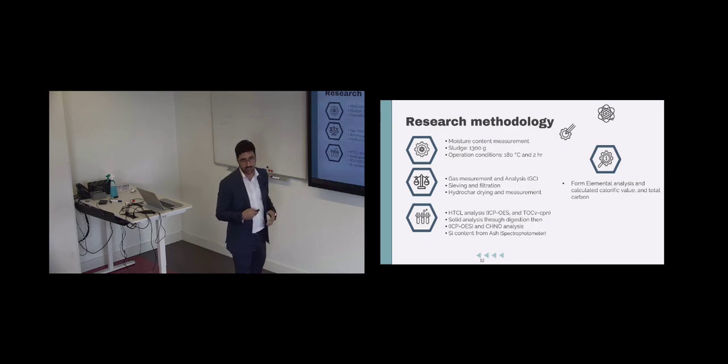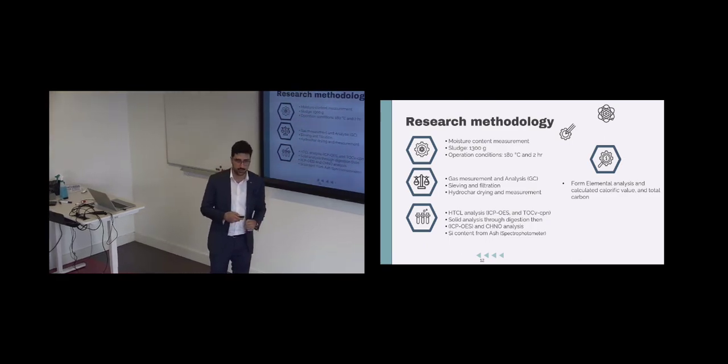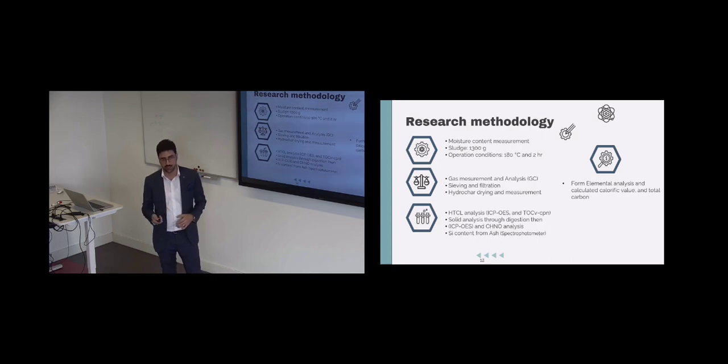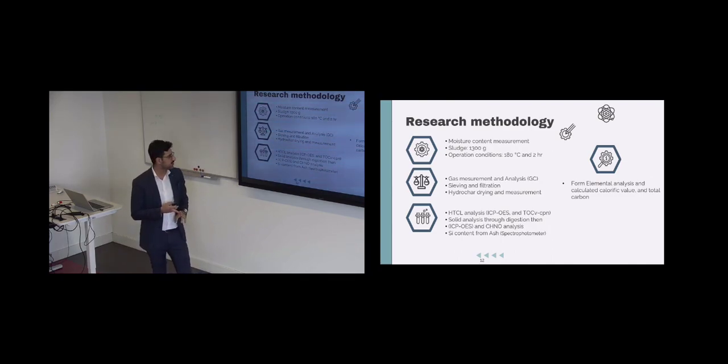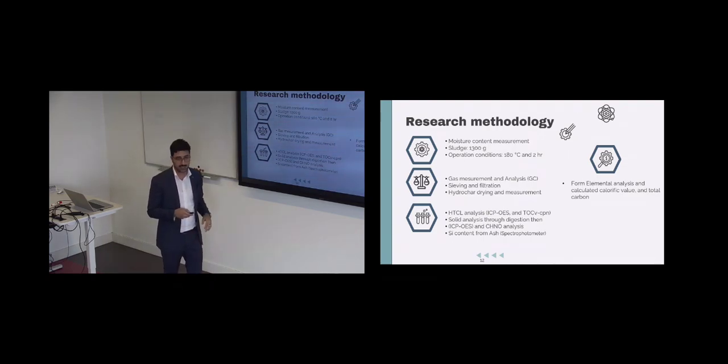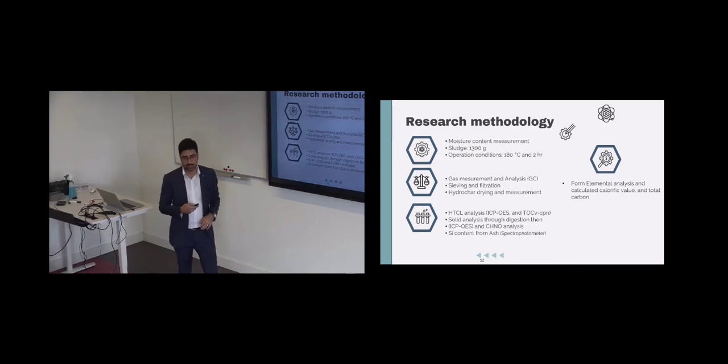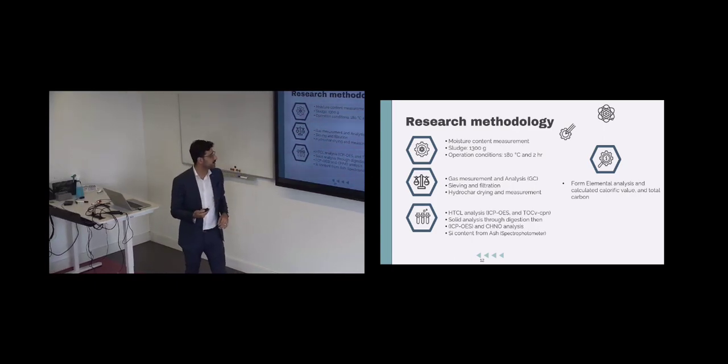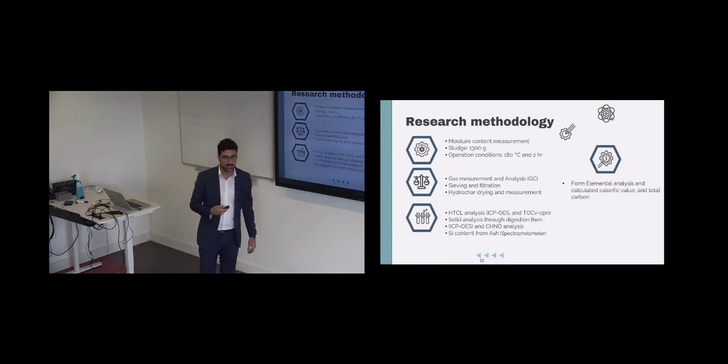We take 1,300 grams of sewage sludge, and then we process it at 180 degrees for 2 hours, and also then we do the measurement through the mass balance, through the gas measurement, and then the liquid after receiving and filtration, and also we do the HTC analysis, the elemental analysis through various procedures and standards that we use in the lab.